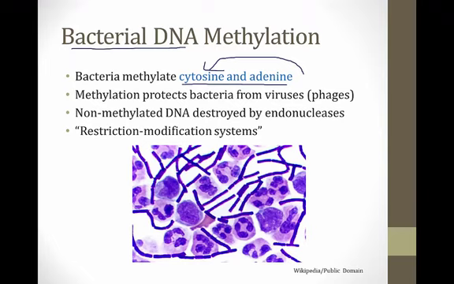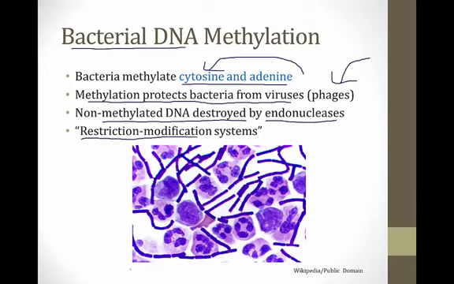In bacteria, methylating DNA protects the bacteria from viruses, which you may know are called bacteriophages. These phages like to insert their DNA into the bacteria, but the bacteria will recognize that that DNA is not methylated and they will destroy it using enzymes called endonucleases. This is part of a broader area of bacterial research called restriction modification systems, and these are systems that bacteria use to prevent their DNA from becoming modified or restricted. But the point here to know is that bacteria can methylate their DNA, and they do this to protect themselves from infection with viruses.